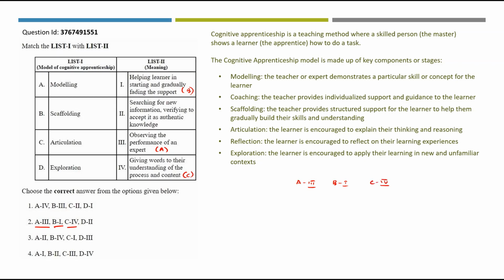What about exploration? The learning is applied in new and unfamiliar context. This can be equated to searching for new information, verifying to accept it as authentic knowledge. So D is mapping to 2. A3, B1, C4, D2 is available in option 2. Option 2 will be the right answer.